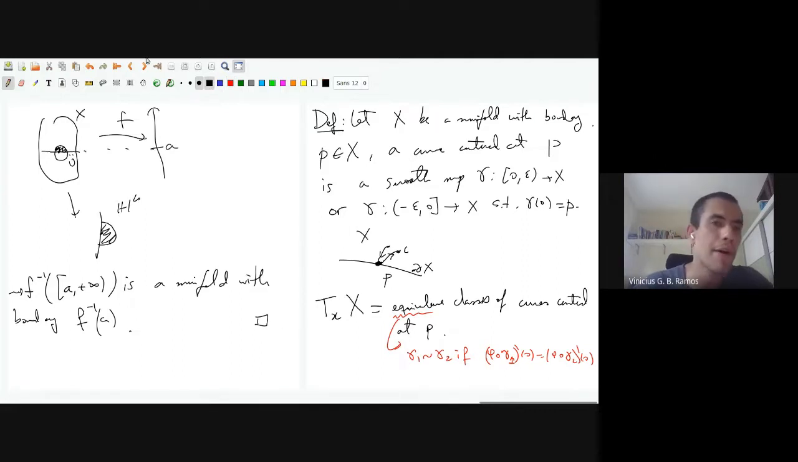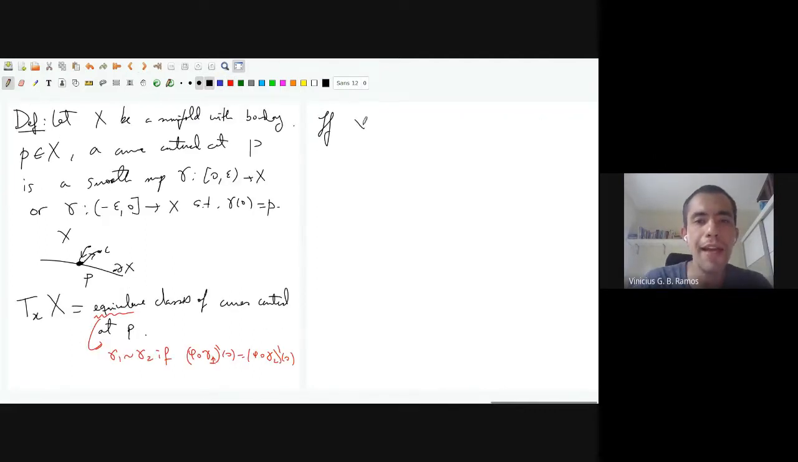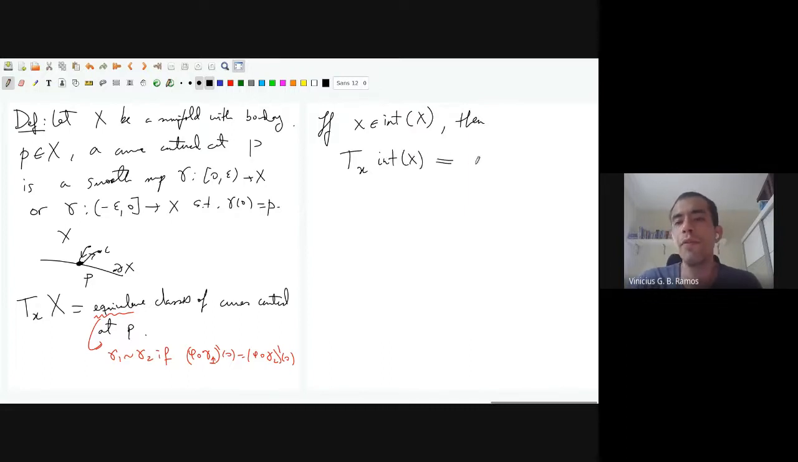So of course, if X is an interior point of X, then there's an obvious bijection. It's a very easy isomorphism between the tangent space of the interior of the manifold with the tangent space of X itself. Because a neighborhood of X is, basically, you can think of a little neighborhood of a point in the interior or in the manifold, the whole manifold is basically the same thing. But the interesting point is, what happens if X is on the boundary?